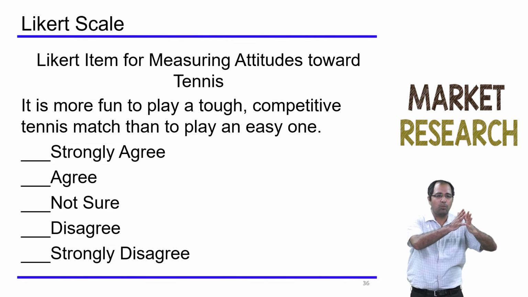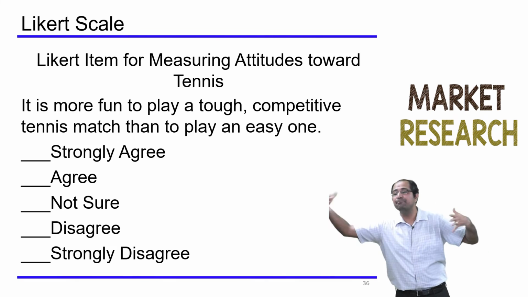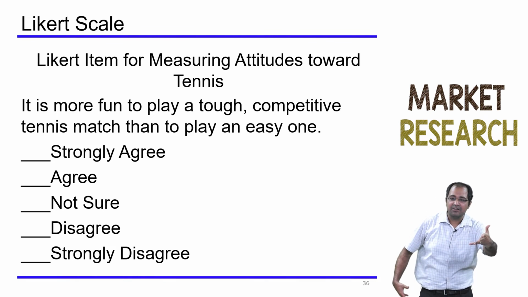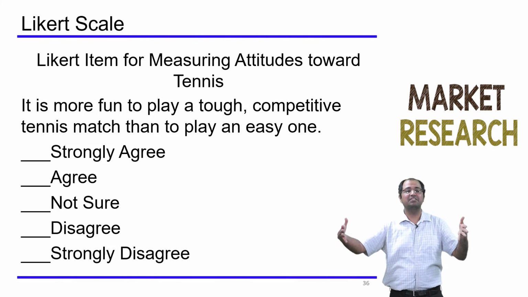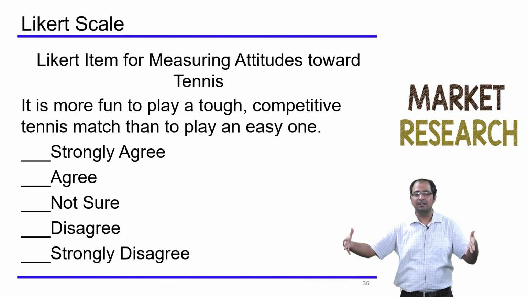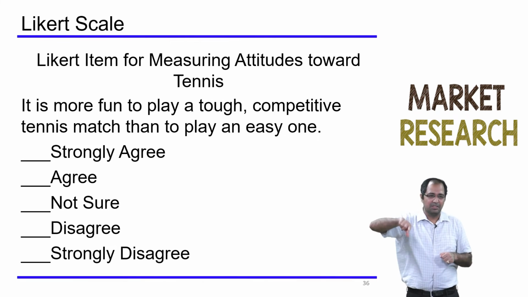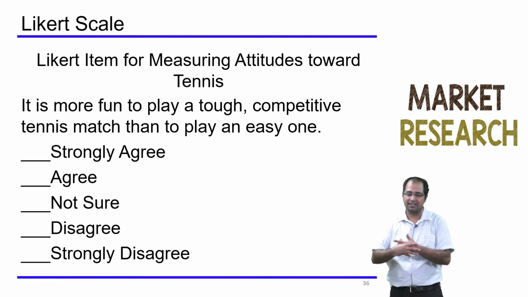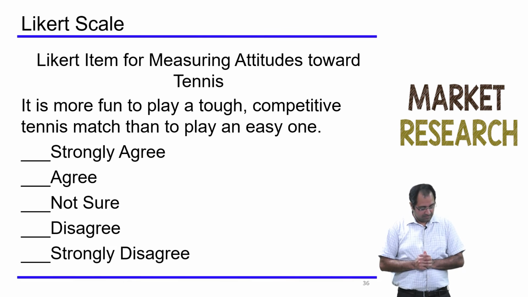So when you have 1, 2, 3, 4, 5, 5 represents strongly agree or highly important, 1 represents strongly disagree, highly unimportant. That is a format called Likert scale format, where there are discrete values. You cannot mark anything between 1 to 2. Either you have to mark 1, 2 or 3, 4, 5. This is not a continuum, it is a discrete scale. That is called Likert scale or Likert answer option.